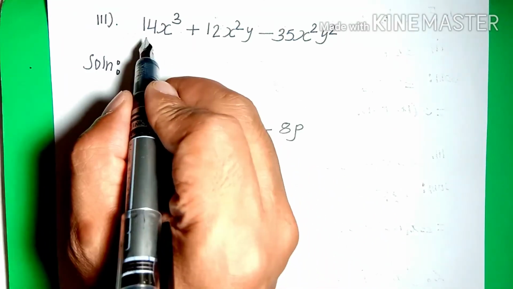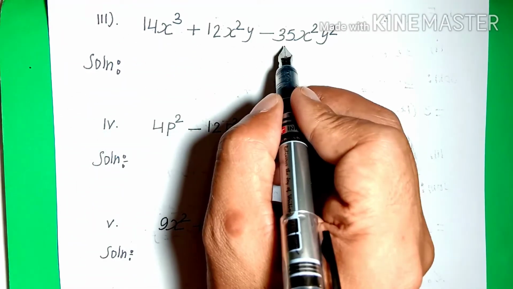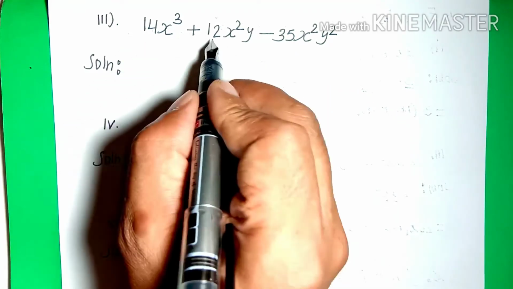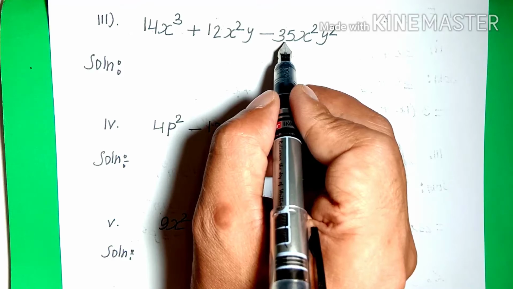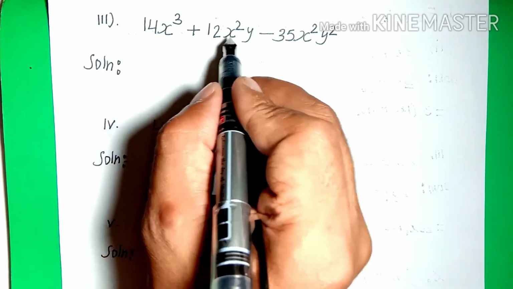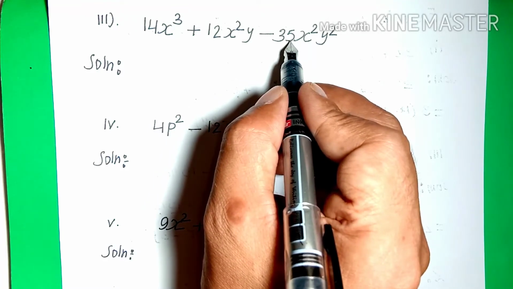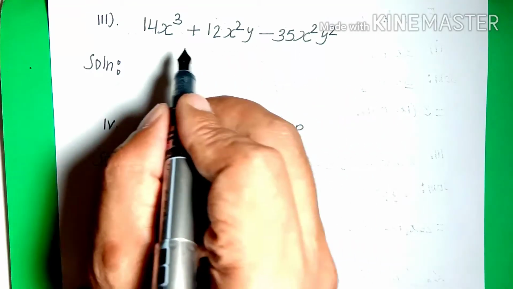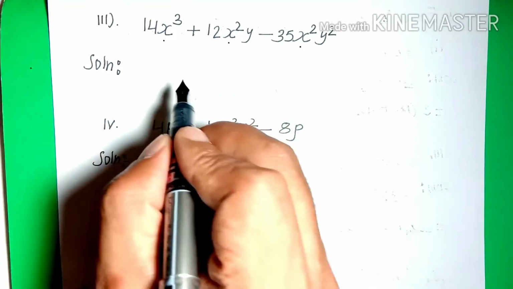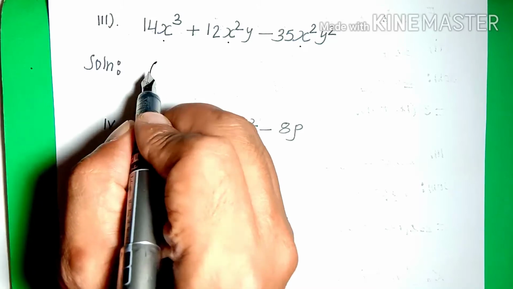Here we can see 14, 12, and 35. In which table do we find all these three values? Do you have any table? No. That means here 14, 12, and 35, we don't have any common table. That means we can take only the variable x, here also x. So we can take the variable x.